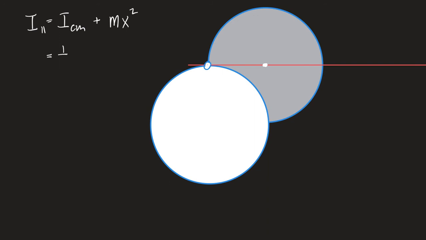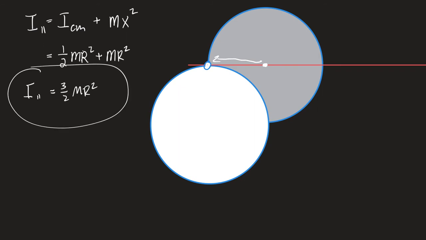Now that does mean knowing that the disc about the middle is 1/2 mr squared, and then adding to it how far I had to move the axis of rotation, which I think we can all agree is 1 radius. So now I have my new moment of inertia.